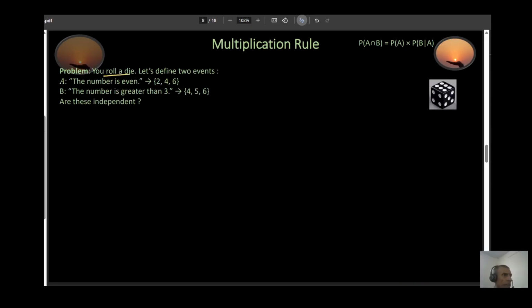You roll a die. Let's define two events. A, that the number is even. So you can have 2, 4, or 6. B, that the number is greater than 3. So you can have 4, 5, or 6. Question is this: are these two events independent?